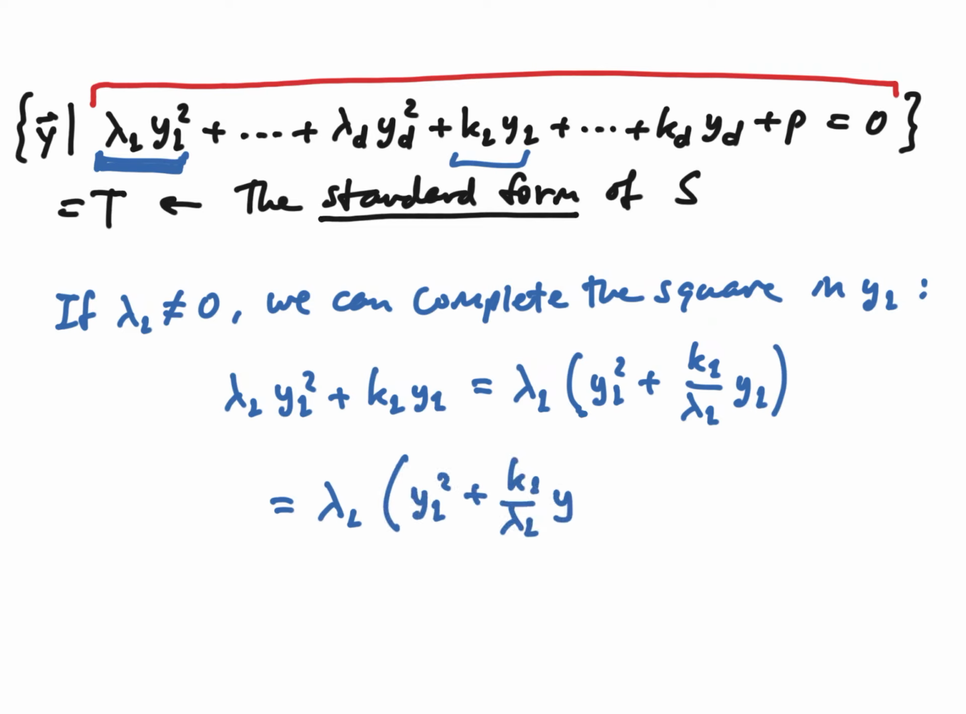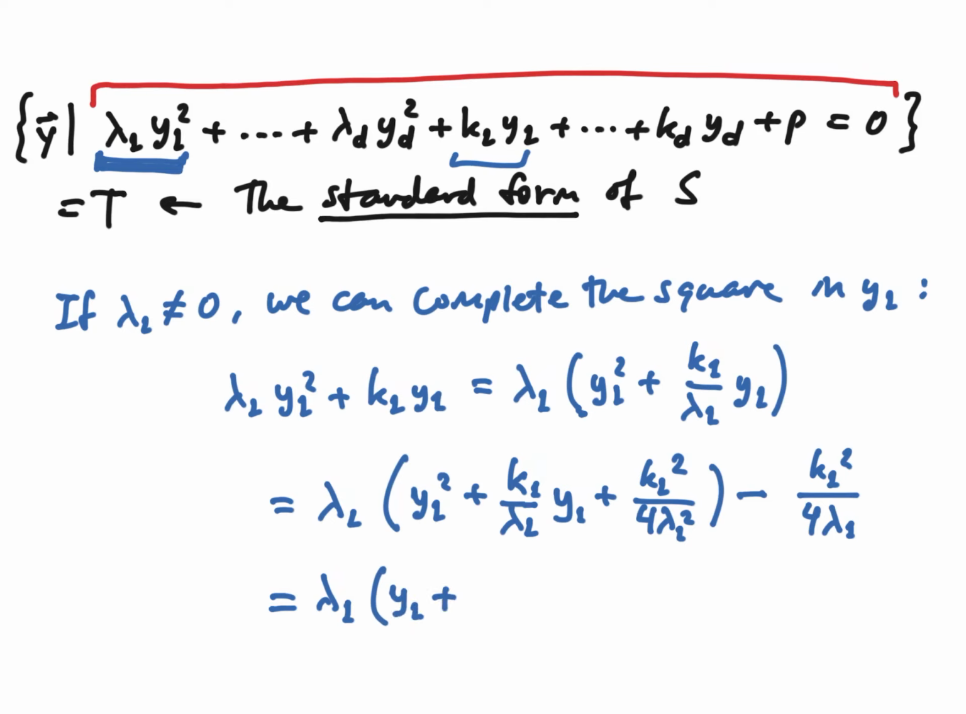Inside here, we take half of that coefficient and square it. So what do we get? K1 squared over 4 lambda 1 squared. But then you have to subtract that very thing, except that now you don't write a square here. You leave that unsquared because this lambda 1 has to distribute anyway. So that will compensate, and I haven't changed anything.